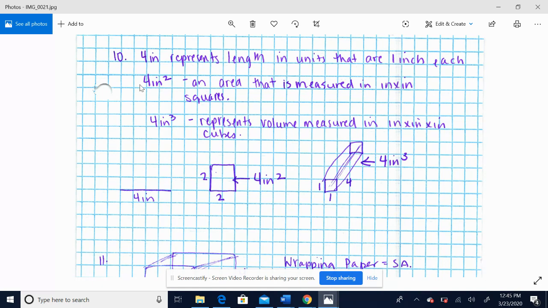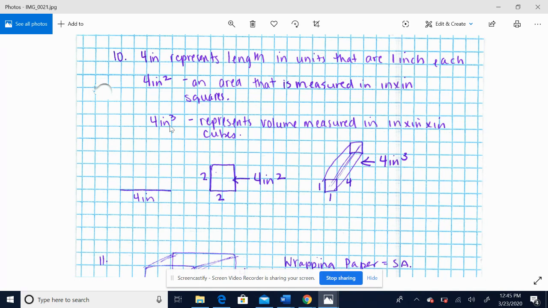Okay, 4 inches squared, that would be an area that is measured in inches times inches in squares. So we're going to look at this. I have 4 inches squared on the inside of this 2-dimensional figure. So I've got 2 inches times 2 inches. That's the 4 inches squared that's going to be on the inside. So a 2-dimensional measurement, that's area.